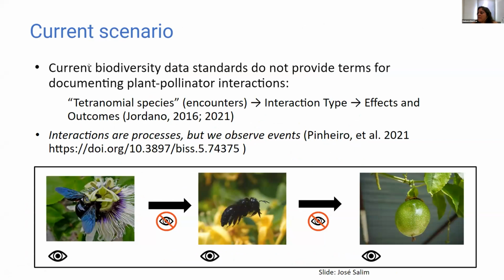So, as I said, the current biodiversity data standards do not provide terms for documenting interactions. So we need to have the trinomial, which is the two binomials, the two species, and the interaction type. For pollination that can be different, because what we really see is the visit, and we can only say the pollinator occurred if we have the outcome, which is the fertilization, and that's the effect. So it's really a process, but we observe the events.